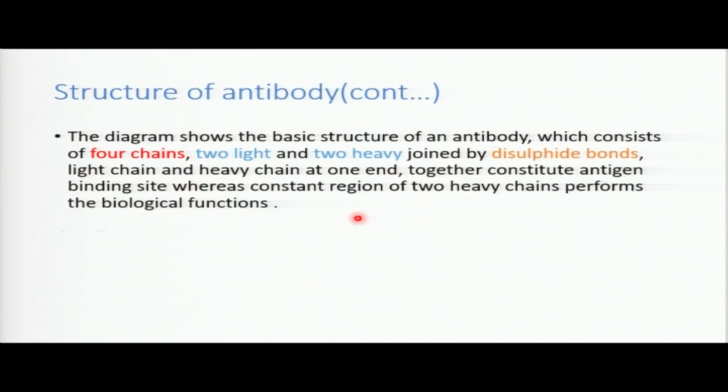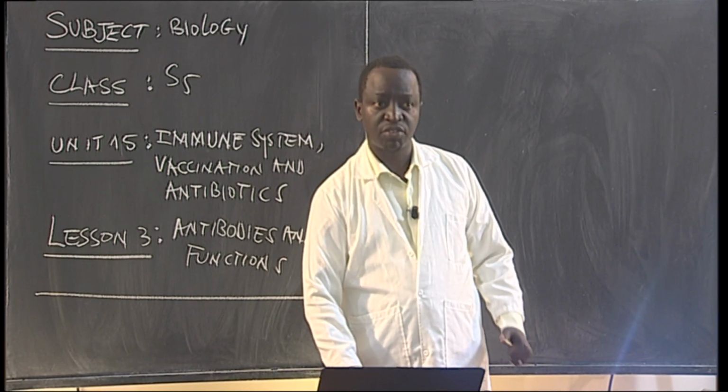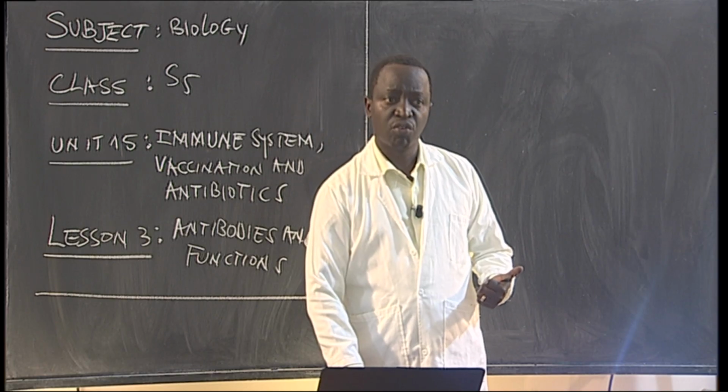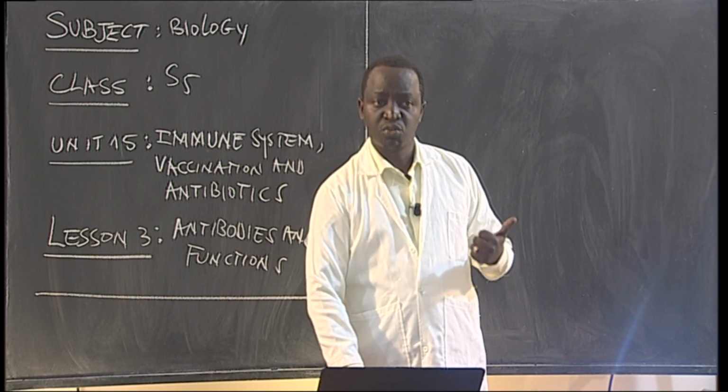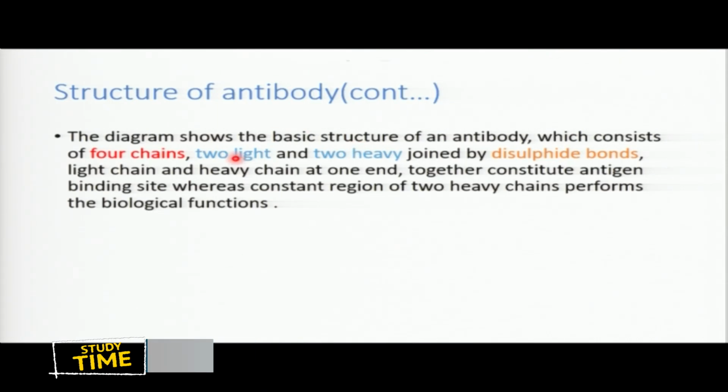So now, as you have seen on the diagram, we can describe this in full. The diagram consists of 4 chains we have seen, 2 light and 2 heavy, that are joined together by what? By disulfide bonds. So this light chain and heavy chain at one end together constitute what we call the antigen binding site. Actually, this is what we have already seen.